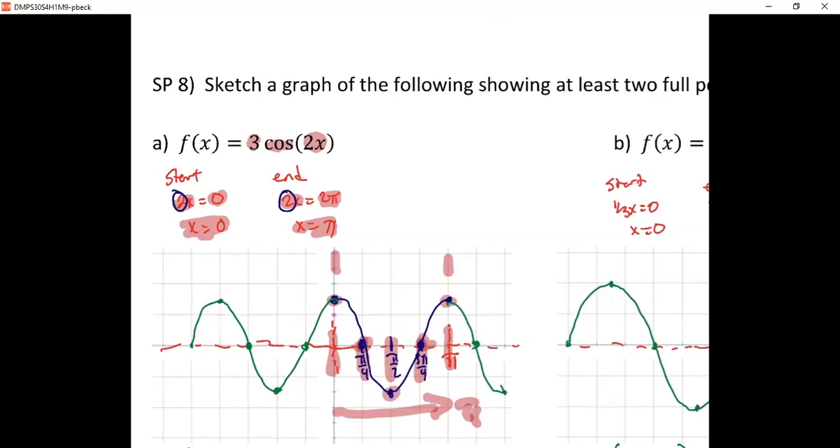So one last thing is this 2. A lot of times we're going to call that 2 the frequency.